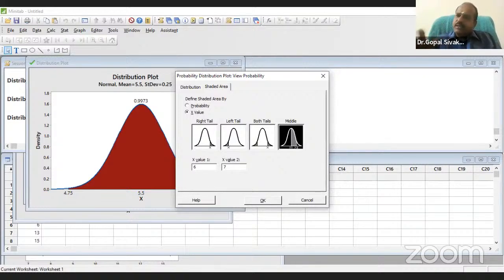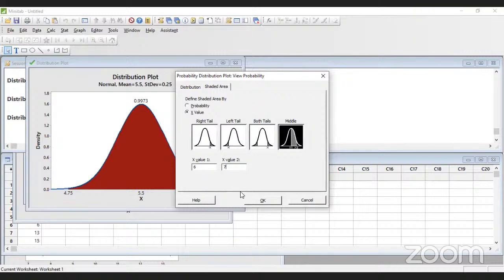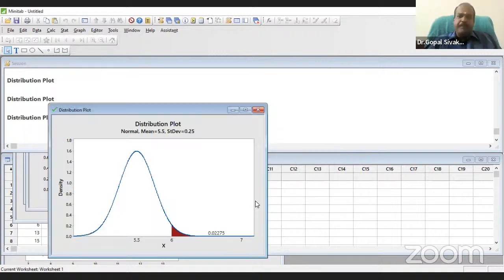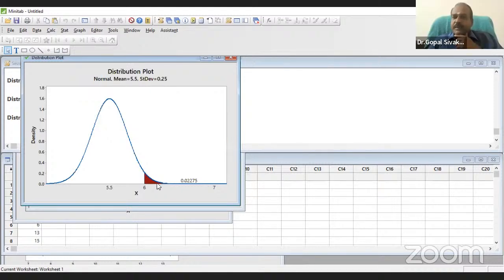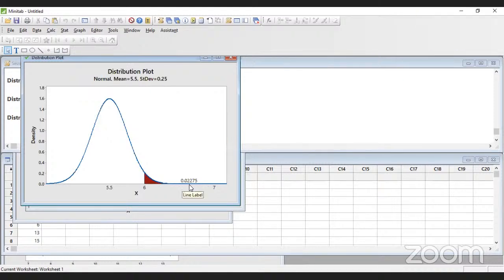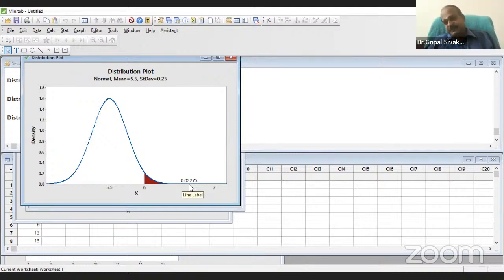Now what is your guess right now? Santosh, you asked the question. When the mean is 5.5 and standard deviation is 0.25, do you think you will be able to see too many people in this height range? No, definitely not. So let us see what Minitab is giving. Can you see what percentage of the people will have the height above 6 feet? 2%. Negligible. Just 2.27.